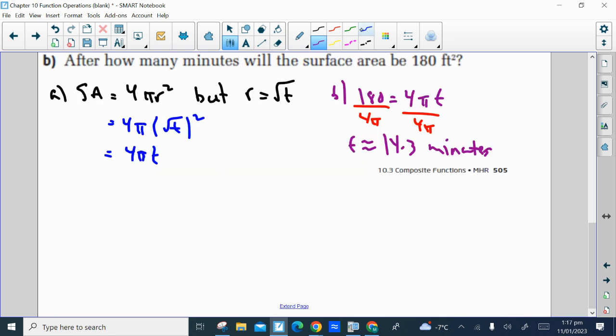So you could work on page 507, questions 1 through 4 and 6. I will post those solutions to Google Classroom.